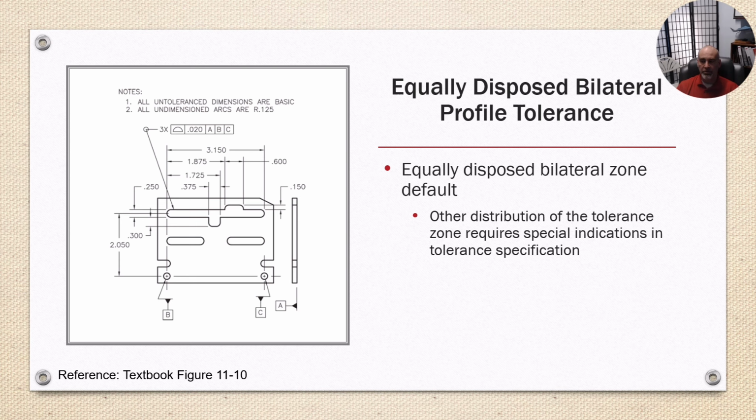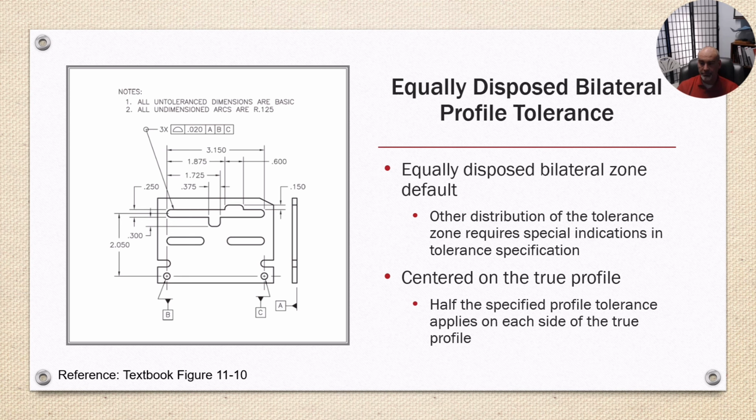Other distribution of tolerance zones requires special indications in the tolerance specification. So this is the default. That profile would have a band around it that's 10 thousandths, and a band on the inside of it that's 10 thousandths, and your profiles would need to fit within those. And it's centered on the true profile, the theoretically perfect profile of the part, and half the specified tolerance applies to each side of the true profile.